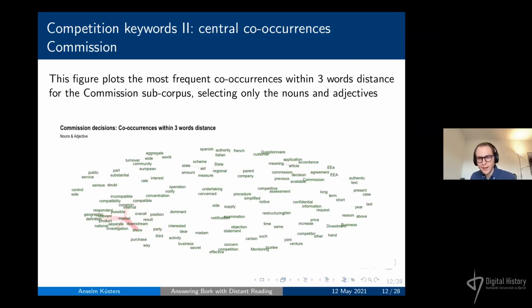And to get meaningful results, I split my corpus here into two subcorpora, the commission subcorpus and the court subcorpus. And depending on the specific method, I will do this also later in other types of analysis. If we plot on this slide the most frequent co-occurrences within a three-word distance for the commission corpus, we already get some interesting results. And I have to say here, I only use the nouns and adjectives because, as I said on the previous slide, every word got the part-of-speech tag. So I can do this.